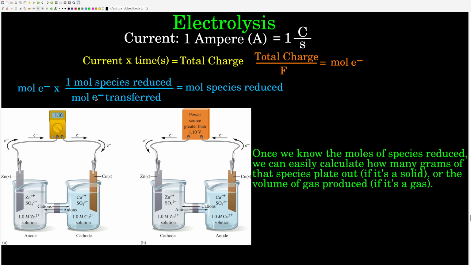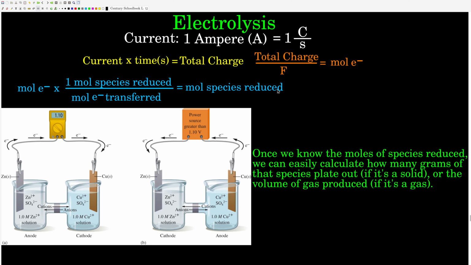In other words, this is not as complicated as it sounds. If we have a +2 charge over here, then it's going to be 1 mole of zinc is reduced for every 2 moles of electrons transferred, because we need 2 electrons to reduce zinc with a +2 charge to zinc. So that would be a 2 down here, for example. But if we do this, we get how many moles of the species is reduced, which means that if we know that, we can, for instance, calculate how many grams, if we know what it is.